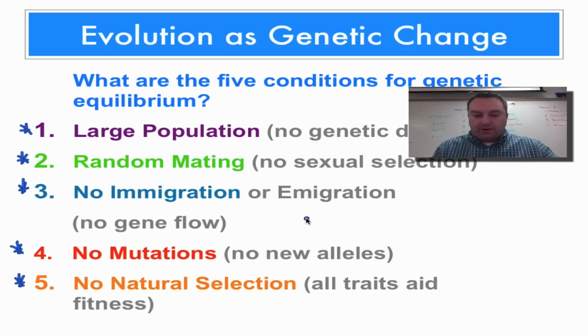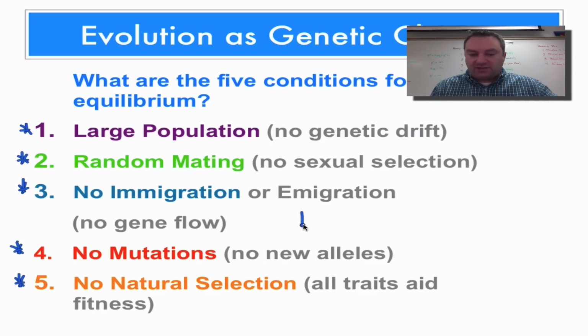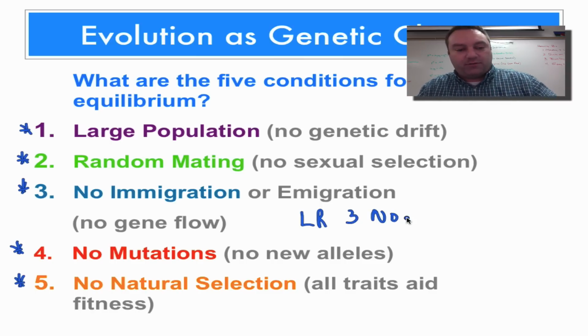Okay? So a great way to remember these 5 conditions is LR3, no. Large population, random mating, no immigration, no emigration, no mutation, no natural selection. LR3, no. That's a great way to remember these 5 conditions for Hardy-Weinberg. Smells like an essay question. Just saying, might want to remember this.